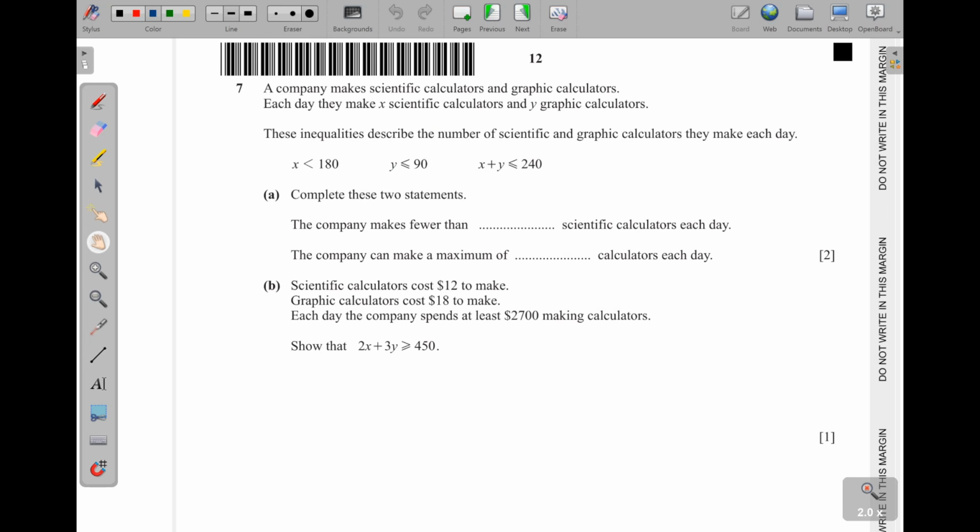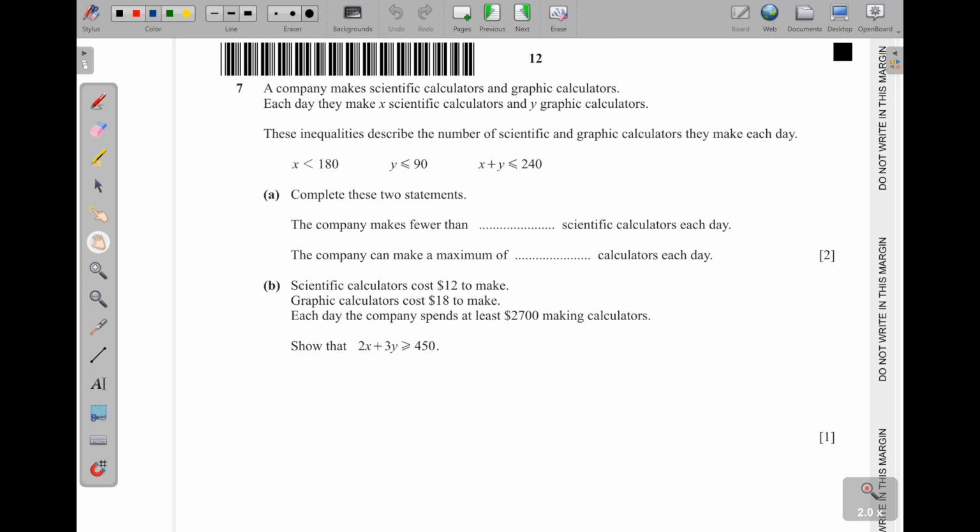Question 7. A company makes scientific calculators and graphic calculators. Each day, they make X scientific calculators and Y graphic calculators. These inequalities describe the number of scientific and graphic calculators they make each day. X less than 180, Y less than or equal to 90, then X plus Y less than or equal to 270. Then part A, complete these 2 statements.